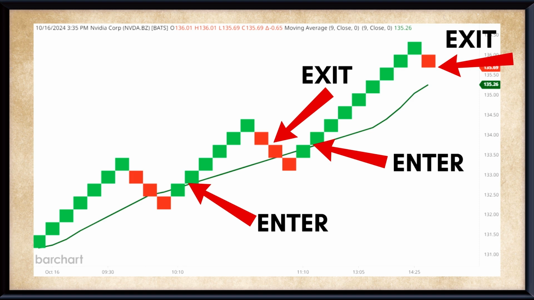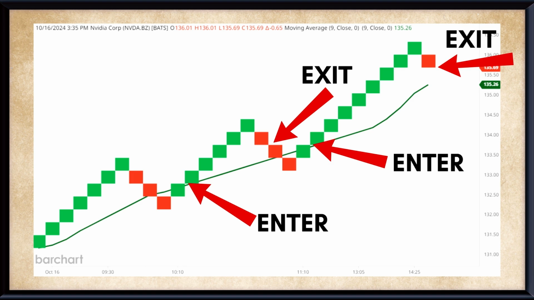This is the Nvidia chart of the 16th of October. This chart shows the pre-market hours, that is hours before 9:30 a.m. when the regular market opens, and the market up to 2:30 when I took the screenshot for this video. During this time, you could enter the market twice, waiting for the Renko square to be green and end green.